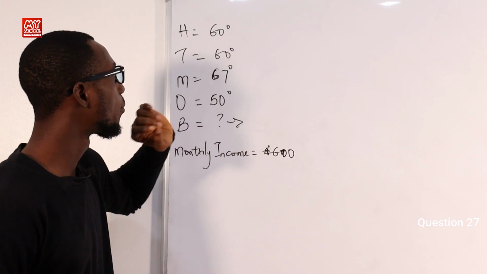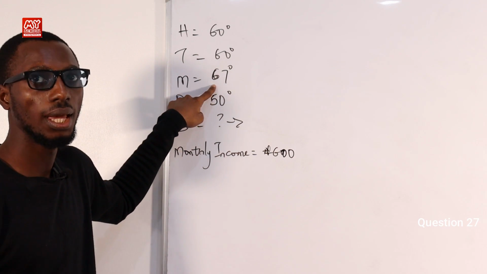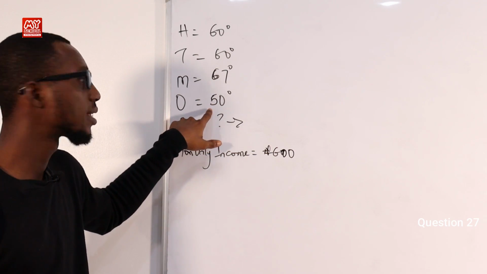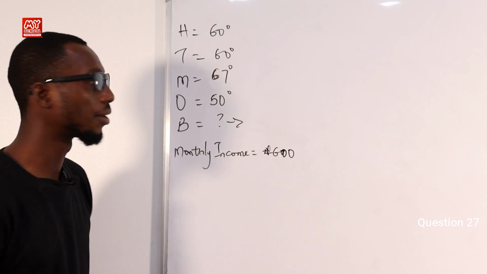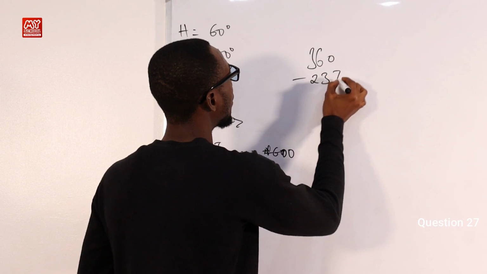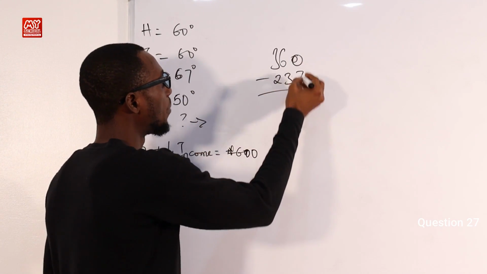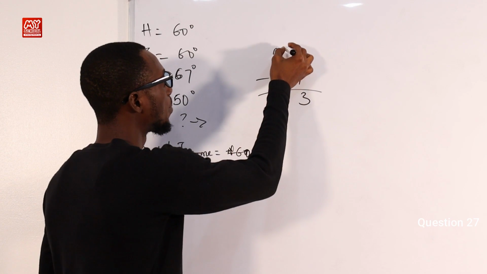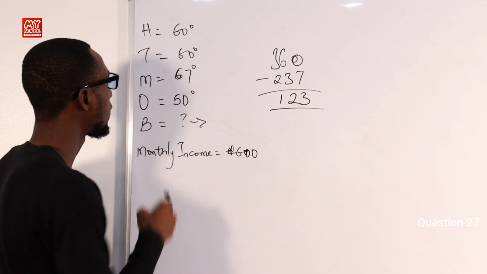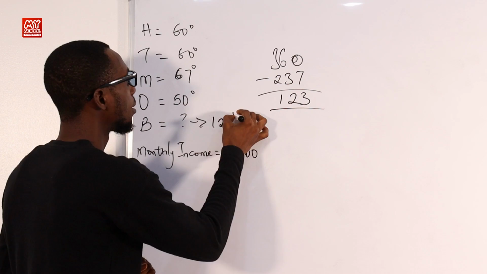60 plus 60, we have 120, plus this, we have 187, plus this, we have 2. 187 plus 50, we have 237 degrees. So we have 360 minus 237 degrees. So we lift 1 from here, making 10 minus 7, 3. This becomes 5. 5 minus 3, we have 2. 3 minus 2, we have 1. So we can find out that the degrees for basic salary is 123 degrees.